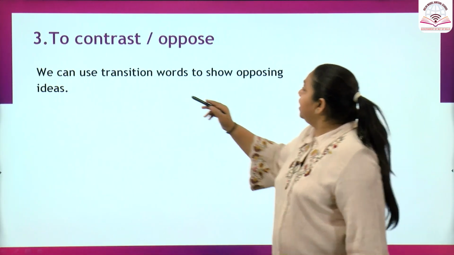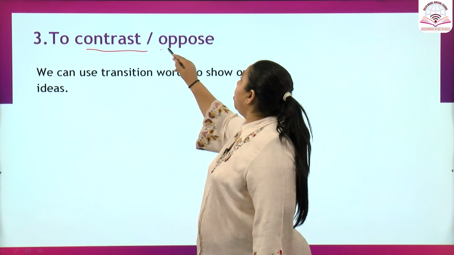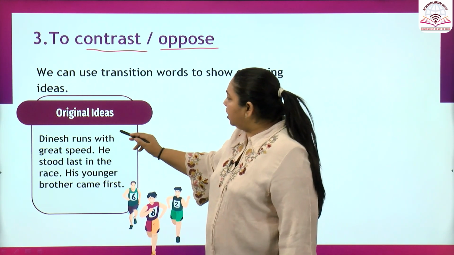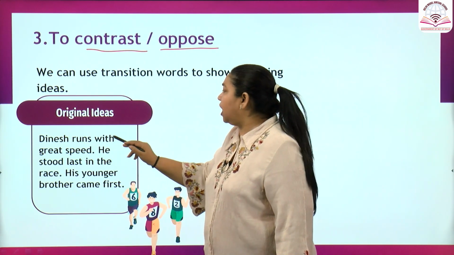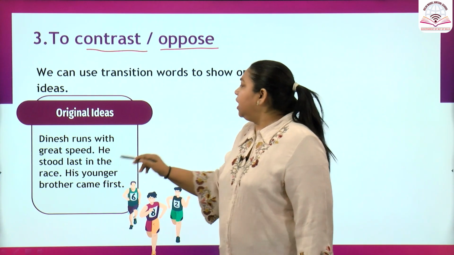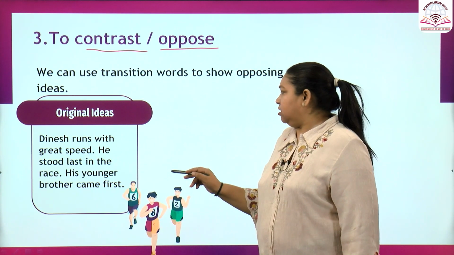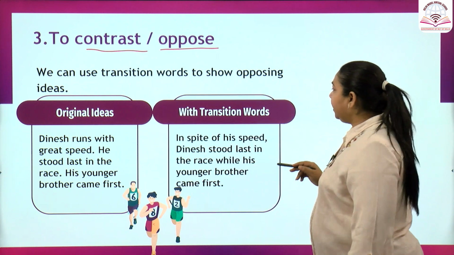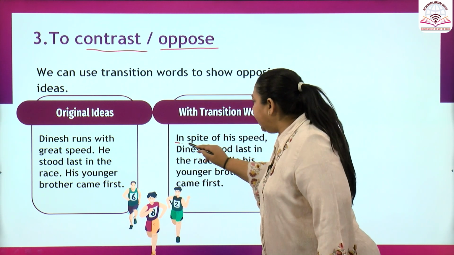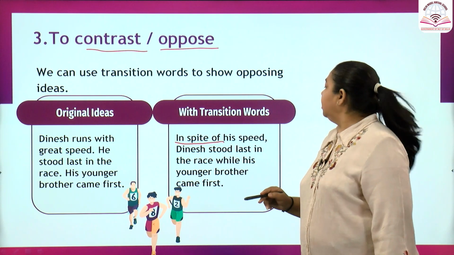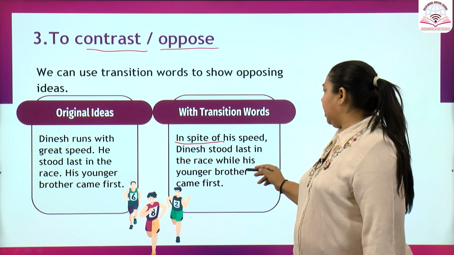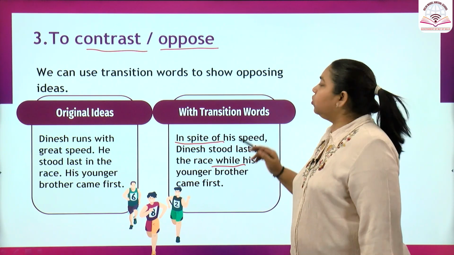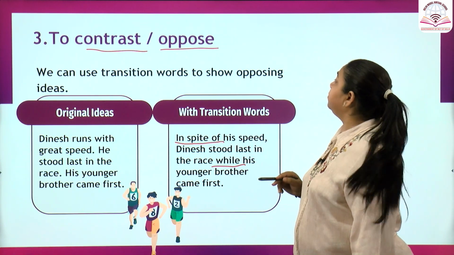Now the next one is to contrast or oppose the idea. And here the original idea is, Dinesh runs with a great speed. He stood last in the race. His younger brother came first. And now we'll write it like this. In spite of his speed, Dinesh stood last in the race while his younger brother came first. So this is the use of transition words.